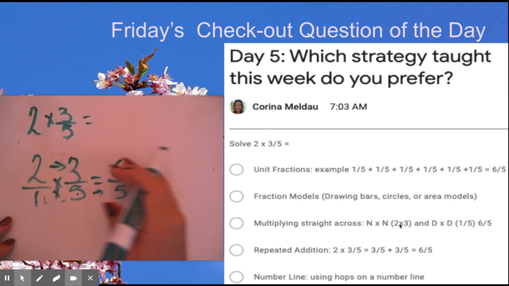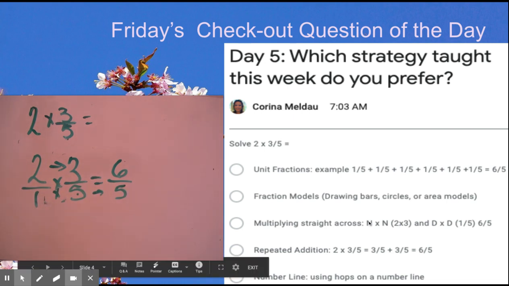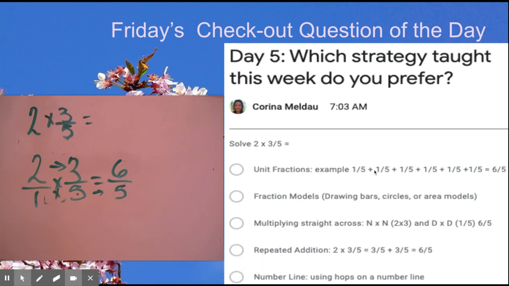So multiplying straight across is my favorite, but it was only about 6 of you who picked it as your favorite. Unit fractions was by far the favorite with everyone here. Repeated addition is exactly the same thing as unit fractions. And let me show you what I mean.